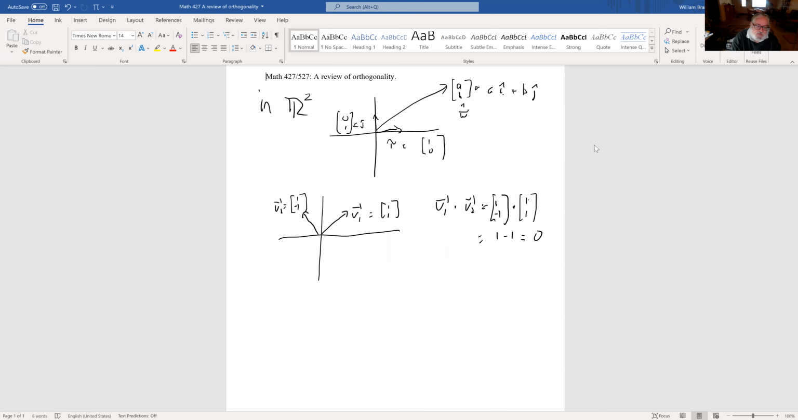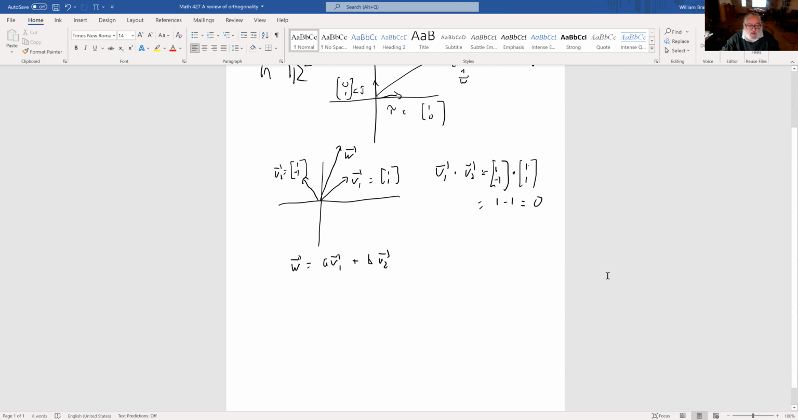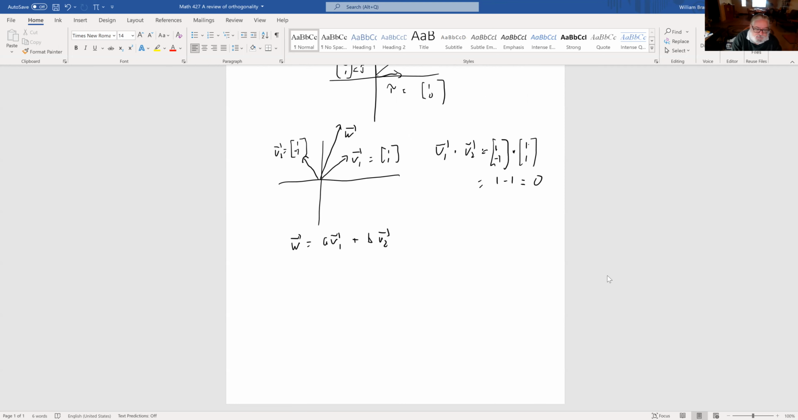So that means if I have a third vector, which we'll call, again, W, I can rewrite W as a linear combination of V1 and V2 in some way. So W is equal to A V1 plus B V2, and I want to know what the coefficients A and B are. We can use the fact that V1 and V2 are orthogonal to get a pretty quick solution to this question.